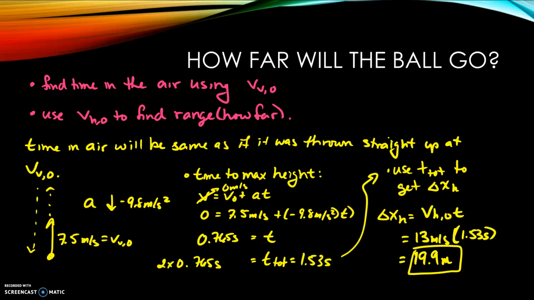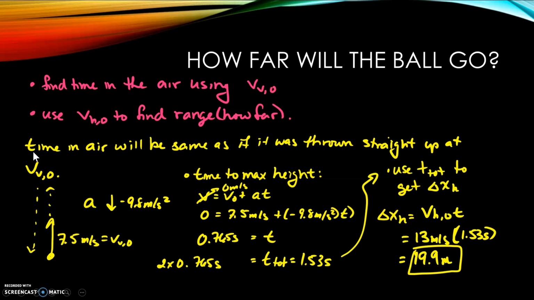So how far will it go? Now this one's a little bit trickier, and as I was saying earlier in class, what we want to do is find, okay, well, how much time will it be in the air for? And if I knew how much time it was going to be in the air for, I can use this equation, my horizontal velocity times my time, to get my horizontal distance. So really, a lot of this down here is just figuring out how long it's in the air for.